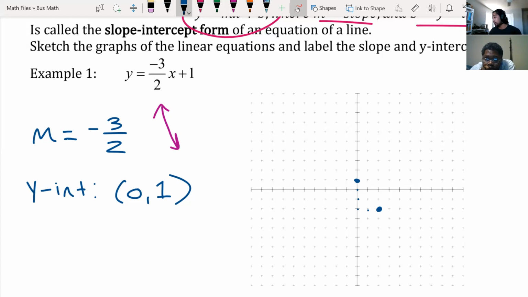And then we need another point. So from the last point I just made, I'm going to do it again. I'm going to go down 3 units. 1, 2, 3, and over 2.